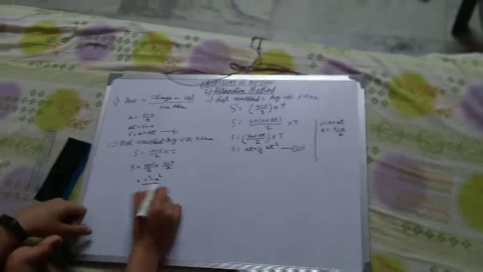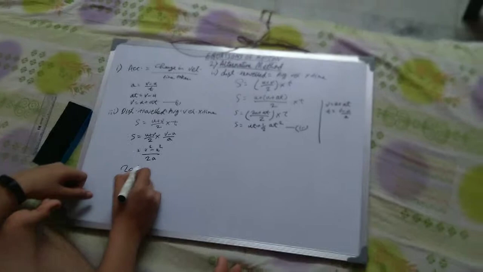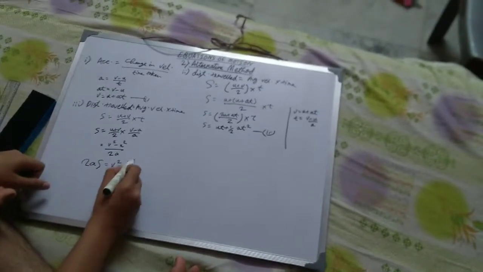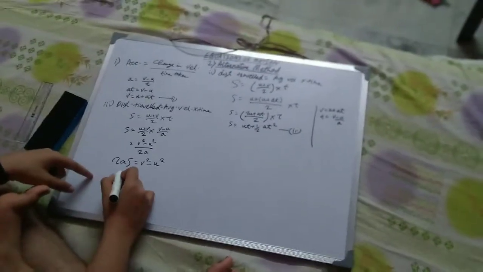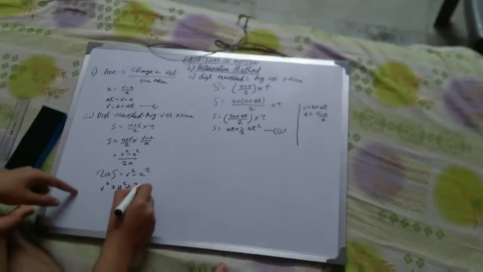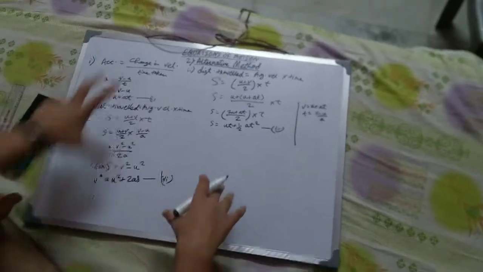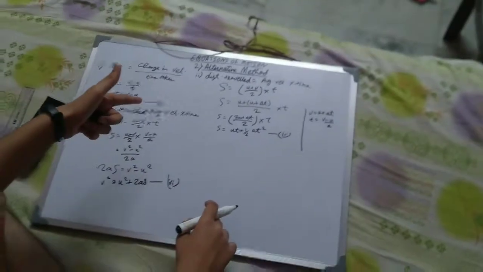s equal to u plus v by 2 into v minus u by a, or s equal to v square minus u square by 2a, or v square minus u square equal to 2as, or v square equal to u square plus 2as. This is the third equation. So I have done all three by the alternative method.